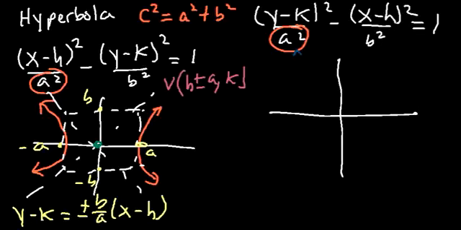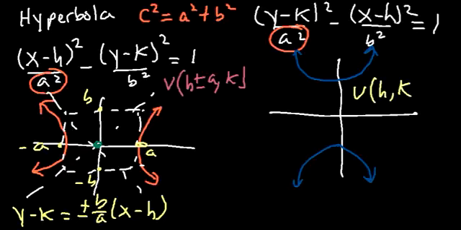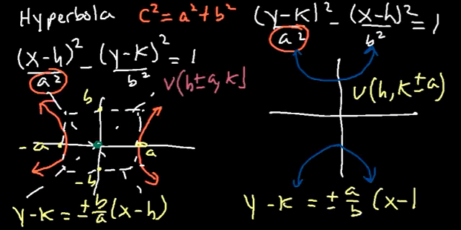Now for this one, the graph opens this way. I'm not going to draw the box though, but you know how to do it. But this time the vertices is going to be h comma k plus or minus a, and the asymptotes will be y minus k is equal to, this time a over b, so plus or minus a over b, x minus h. And that's really what you need for a hyperbola. Those are the main equations.